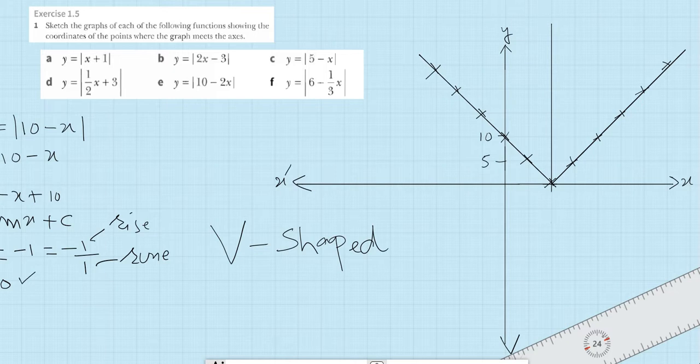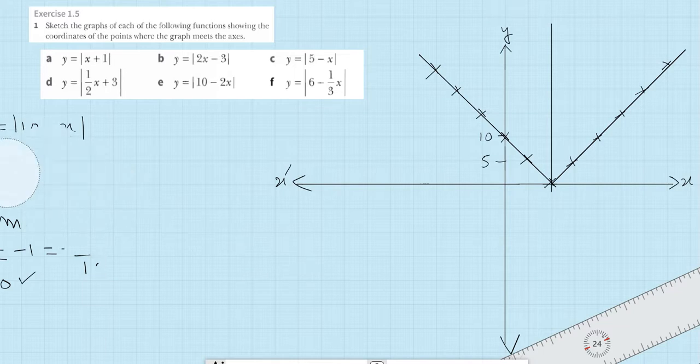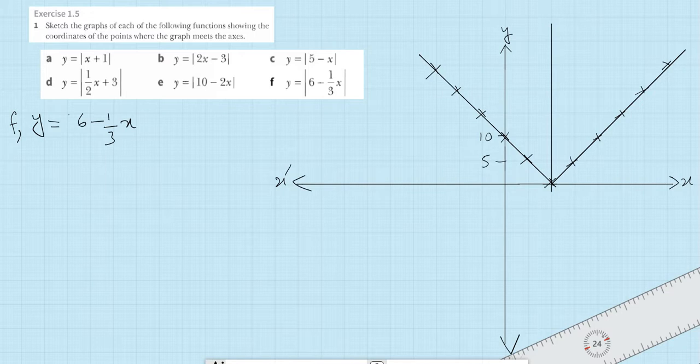Now we are moving towards part F. What is part F? Y is equals to the absolute value of 6 minus 1 upon 3 x. So what is the first step? Write the equation without the absolute value. Y is equals to 6 minus 1 upon 3 x. The second step is to write the equation in standard form. Y is equals to minus 1 upon 3 x plus 6.